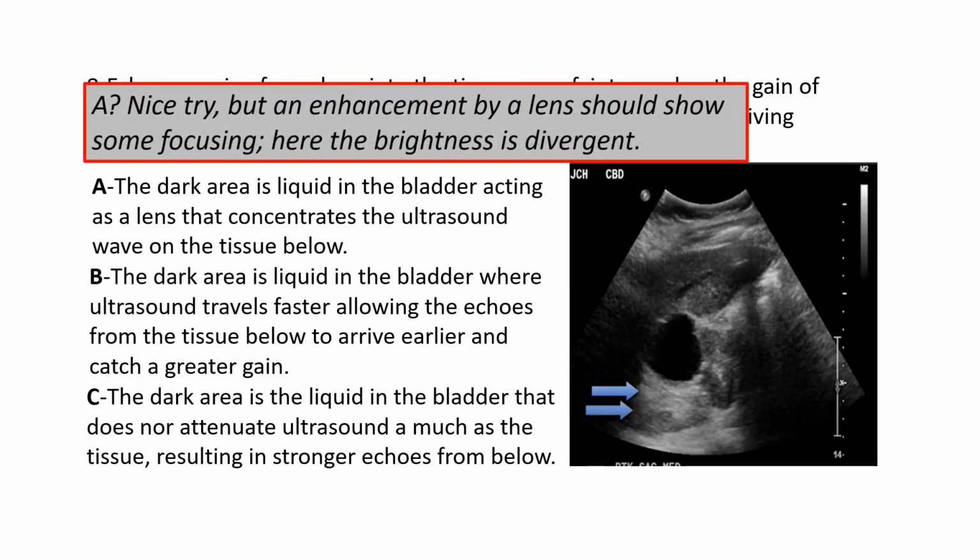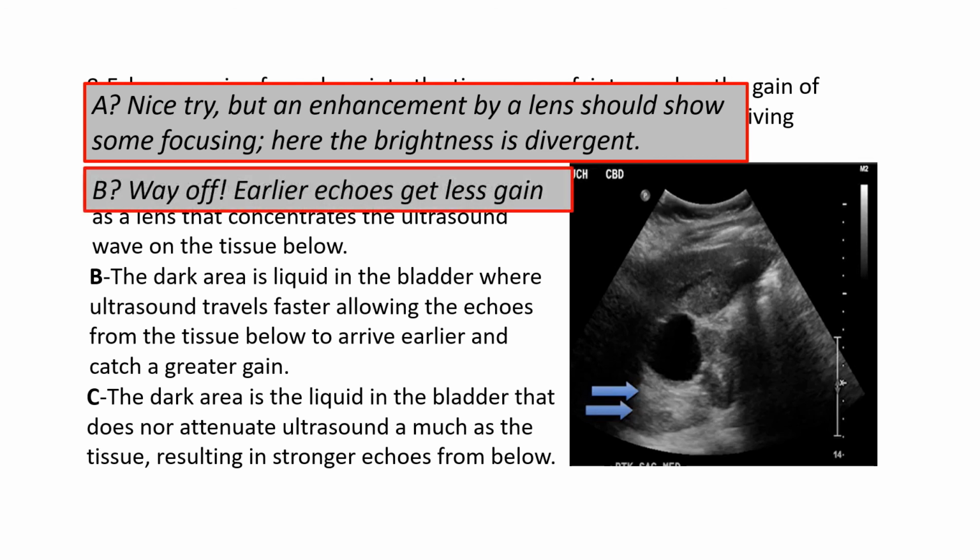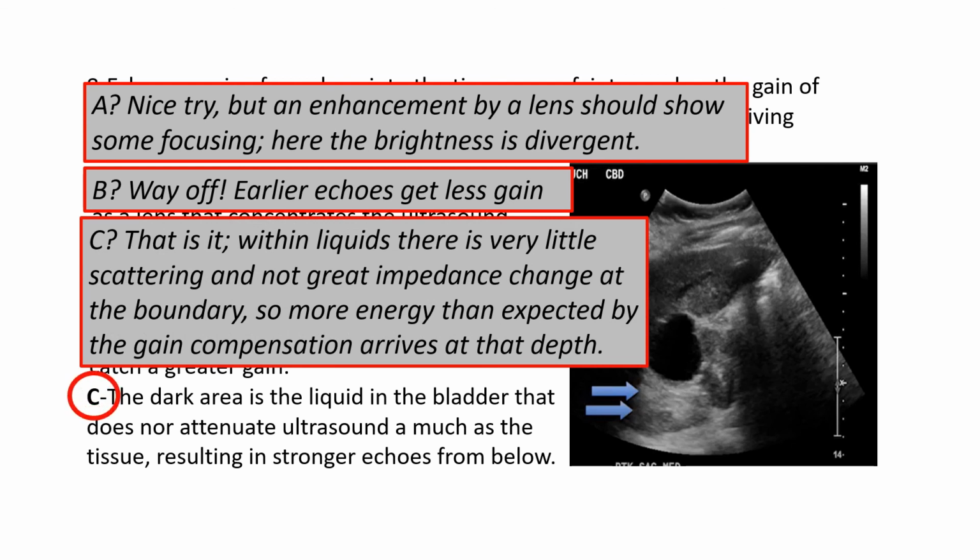A. Nice try. But an enhancement by a lens should show some focusing. Here the brightness is divergent. B. Way off. Earlier echoes get less gain. C. That's it. Within liquids there's very little scattering and not great impedance change at the boundary, so more energy than expected by the gain compensation arrives at that depth.